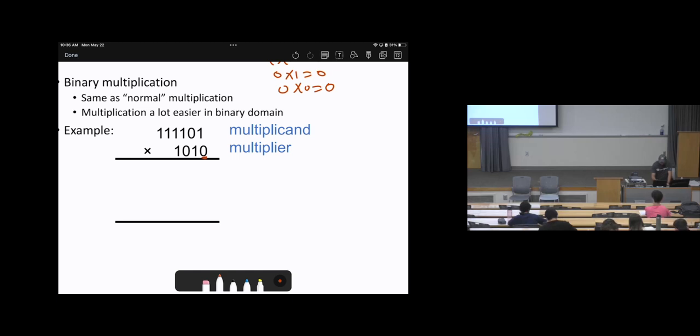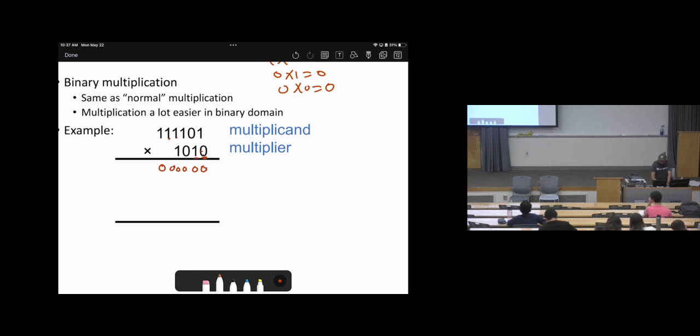0 times anything will be zeros, so it will be even easier. This 0 times 1, 0. 0 times 0, 0. 0 times 1, 0. 0 times 1, 0. So they are all zeros. Sometimes you don't need to do the multiplication, just put zeros.